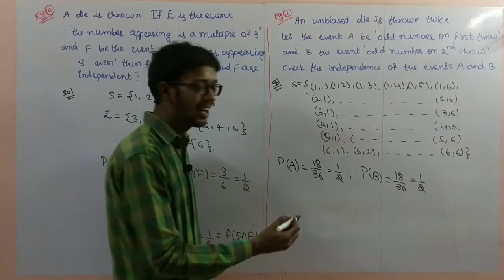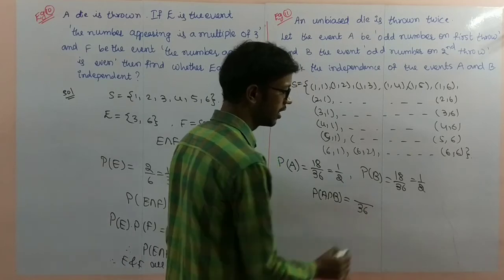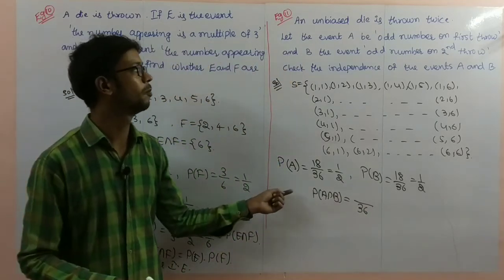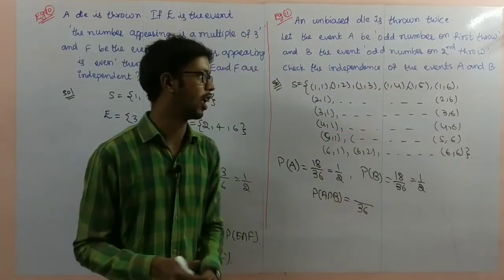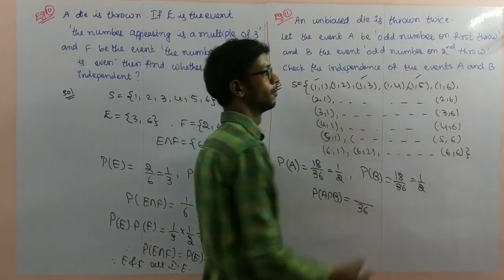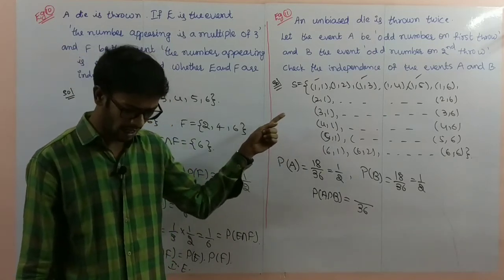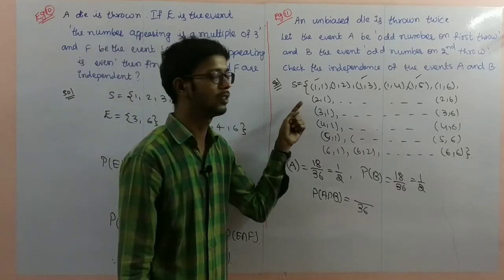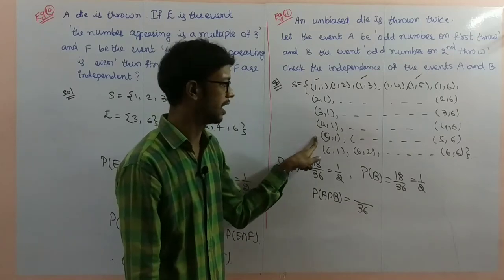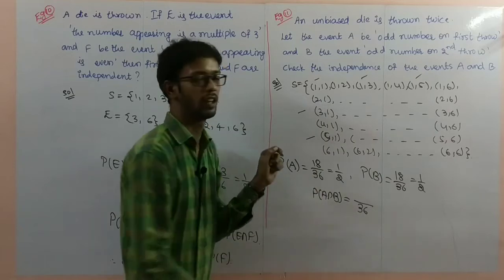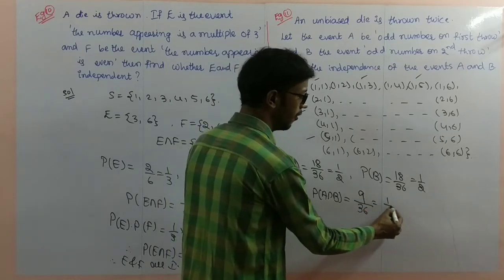Next one, A intersection B. Probability of A intersection B is equal to, total is 36. What is the common part? Common means odd number on the first throw and odd number on the second throw also. So 1, 2, 3. 1, 2, 3. How many odd numbers will you get here? Here again 3, here also 3. So here you will get 3, here you will get 3. Two times also odd numbers. So 9 by 36 is 1 by 4.